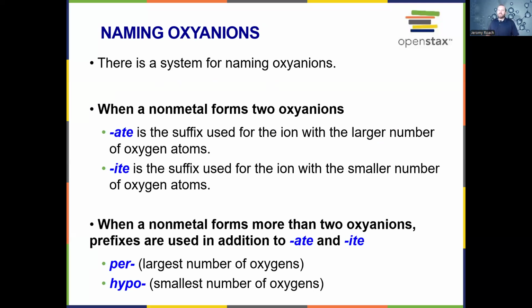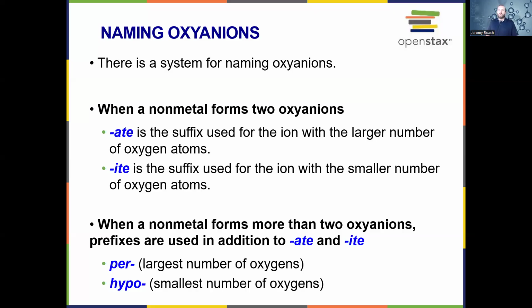Naming oxyanions. This part gets a little bit complicated, but the names of oxyanions are based on the number of oxygen atoms that exist. If something ends in ATE, that's the suffix, that means there's more oxygen. An example would be nitrate, NO3 negative. There's more oxygen there. If it ends in ITE, there are fewer oxygen atoms. An example would be nitrite, which is NO2 negative.